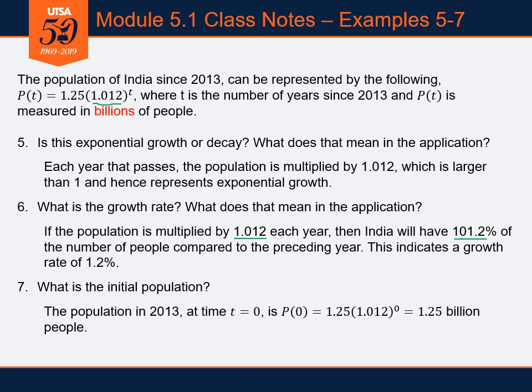We plug 0 in for t, for time, and the population at time 0, P of 0, equals 1.25 times 1.012 to the 0 power. And you recall, any number to the 0 power is 1. And then 1 times any number is itself. So that simplifies quite nicely to 1.25. And since the population is measured in billions of people, that 1.25 doesn't mean 1.25 people. It means 1.25 billion people is the population of India in 2013.